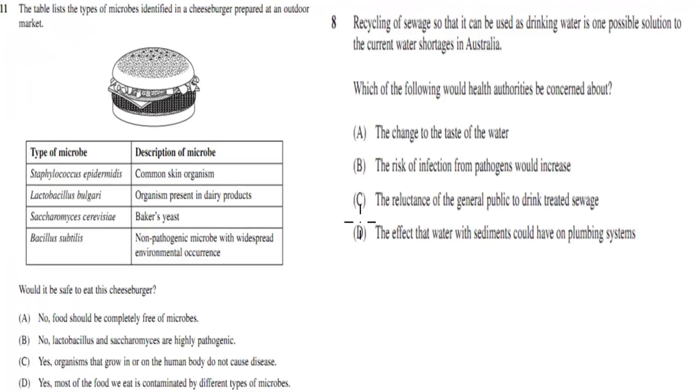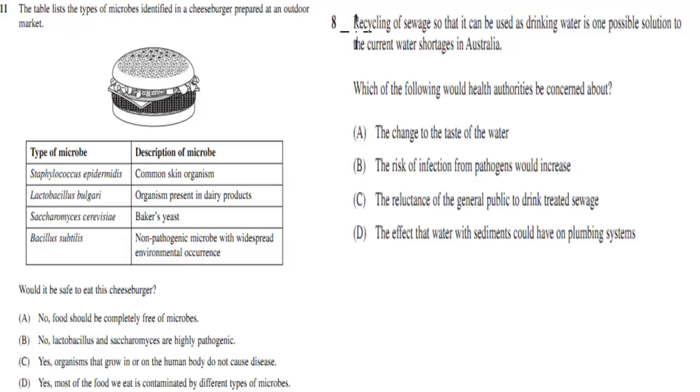Alright, so next question, there's 2 questions here. The first one says the table lists types of microbes identified in a cheeseburger prepared at an outdoor market. These are the types of microbes. Would it be safe to eat the cheeseburger? A, no, food should be completely free of microbes. B, no, Lactobacillus and Saccharomyces are highly pathogenic. C, yes, organisms that grow in or on our human body do not cause disease. D, yes, most food we eat is contaminated by different types of microbes.